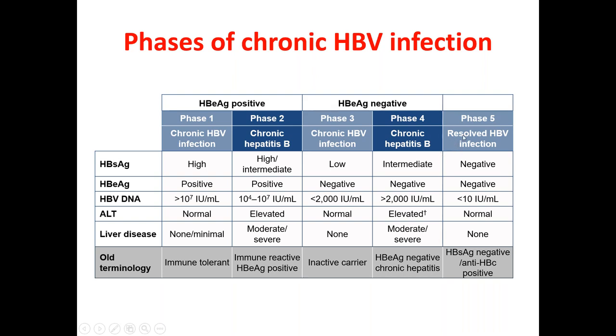The last phase is called the HBsAg-negative phase. This phase is extremely uncommon in this virus, and one can say it occurs in less than, more or less, 0.02% of hepatitis B virus patients, where the surface antigen also becomes negative, the DNA level becomes extremely low, and your ALT levels are also normal.